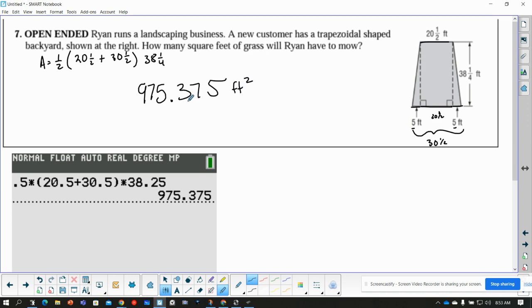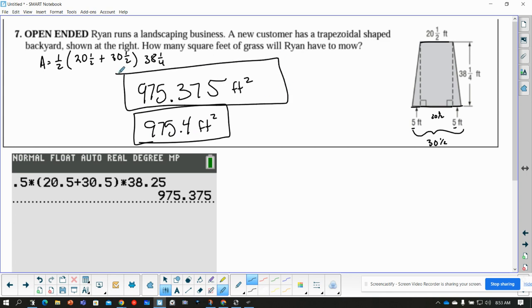If it did say round to the nearest tenth, it would have been 975.4 feet squared. It doesn't say to round, so we're going to leave it like this. Most times, though, on a test, I would ask you to round, so that's what you would give me.